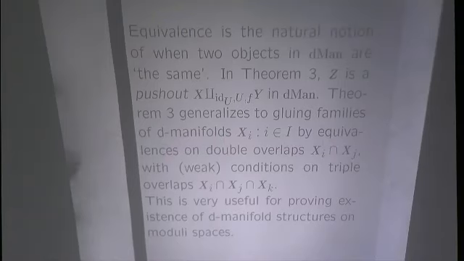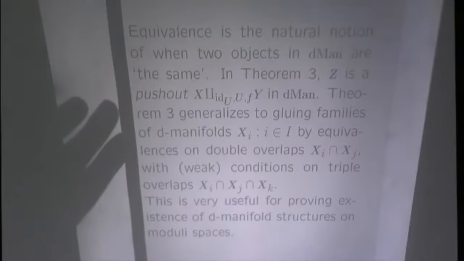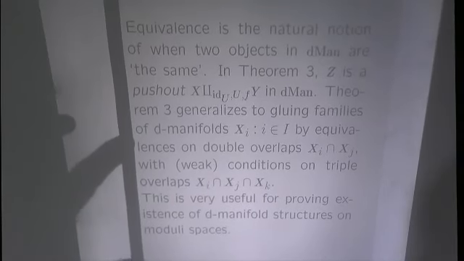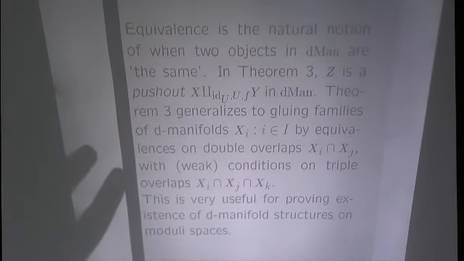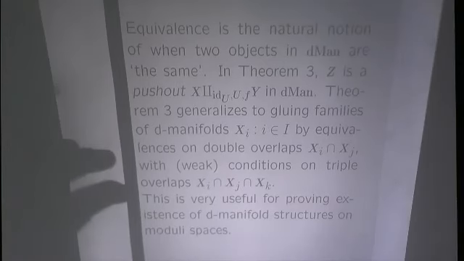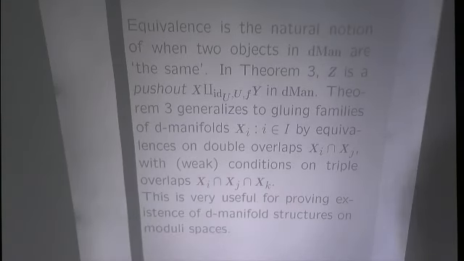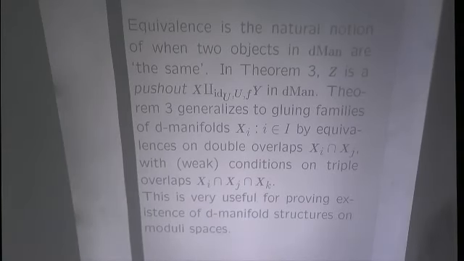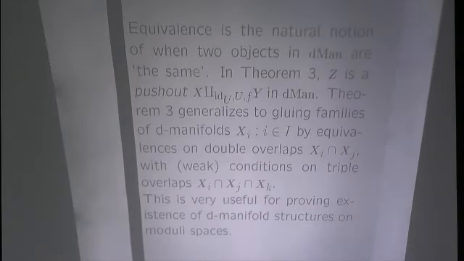Okay, so you can generalize this theorem to gluing families of D-manifolds, a very large family of D-manifolds, by equivalences on double overlaps, Xi intersect Xj, with compatibility conditions on triple overlaps, Xi intersect Xj intersect Xk. In fact, these conditions are rather weak. On triple overlaps, you require only that some suitable 2-morphism exists between the gluing maps. You don't require the 2-morphisms themselves to satisfy any further conditions. So actually this gluing theorem makes sense in the homotopy category of D-manifolds, the homotopy 1-category.